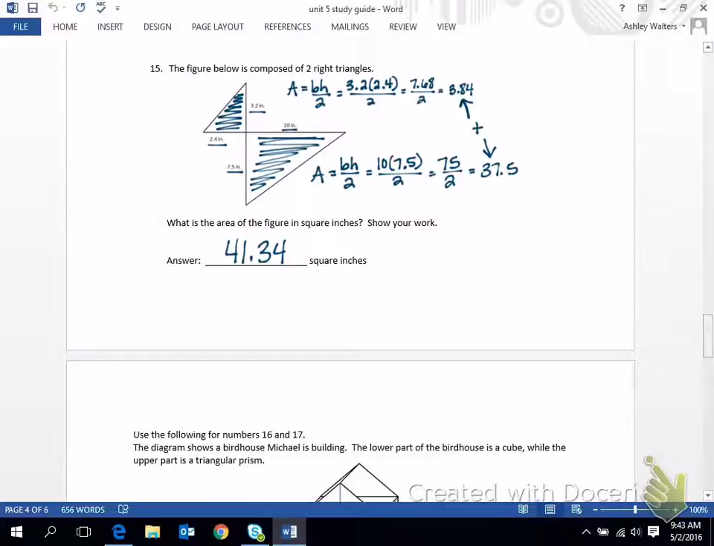Remember, with a triangle, the base and height are determined where the height meets the base at a right angle. So it does not matter in the case of the small triangle whether you call your 3.2 your base or your 2.4 your base, because they meet at a right angle. That's the same thing with your larger triangle, 10 and 7.5. You know that those are the correct measures to use because they meet at a right angle.